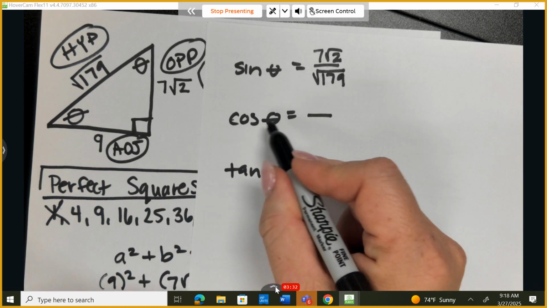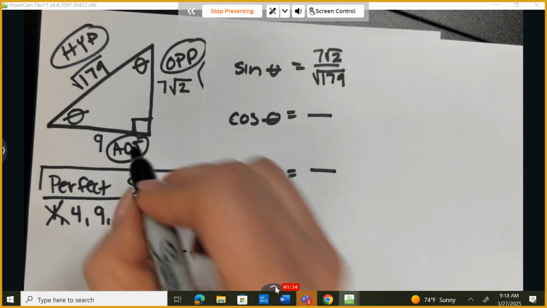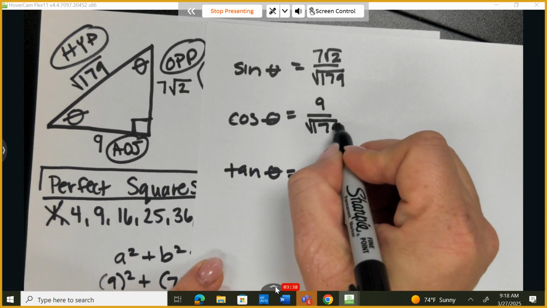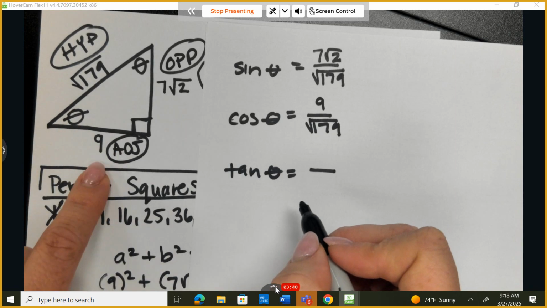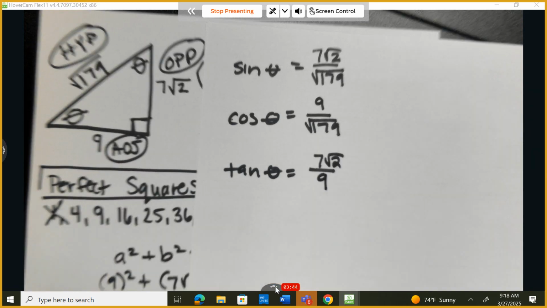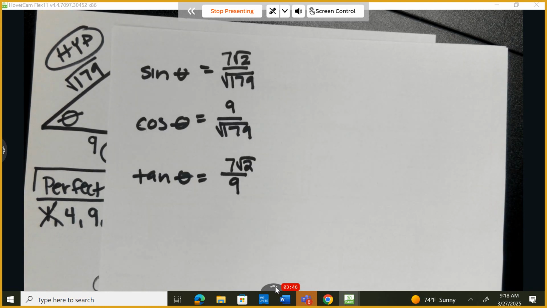Cosine, not cos, cosine is adjacent over hypotenuse. So 9 over the square root of 179. Tangent is opposite over adjacent. Opposite over adjacent.